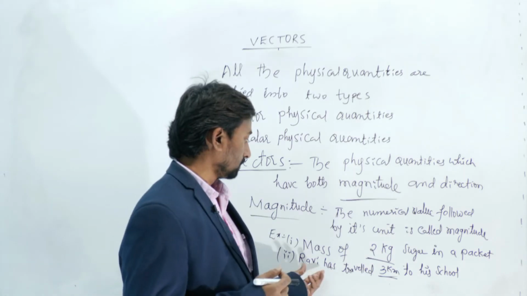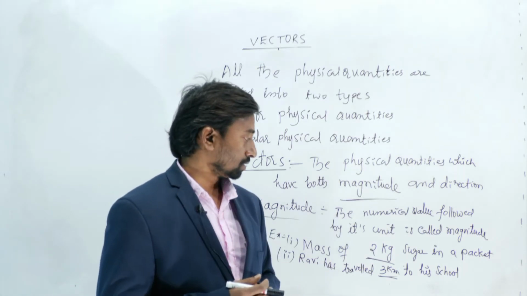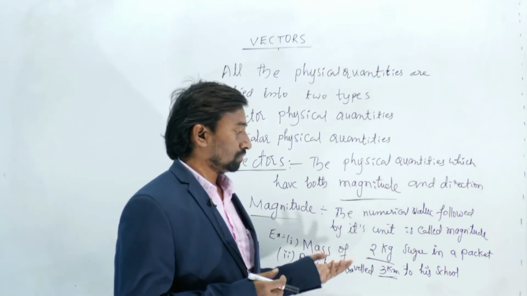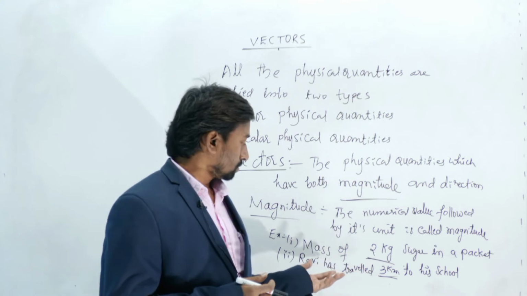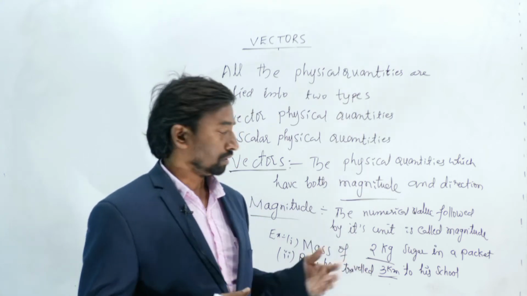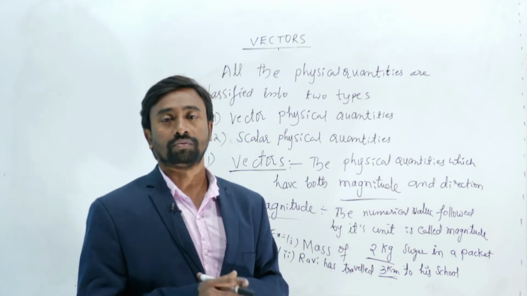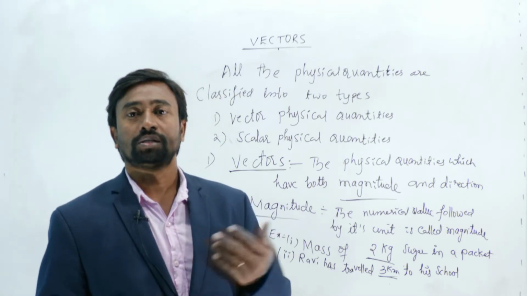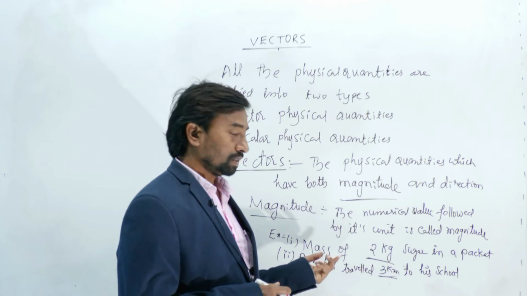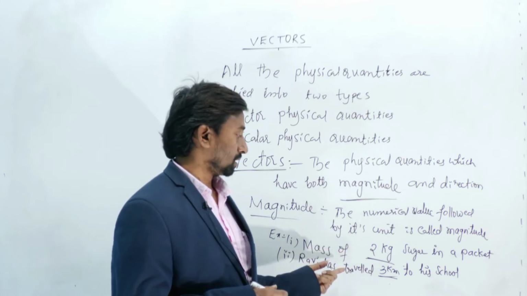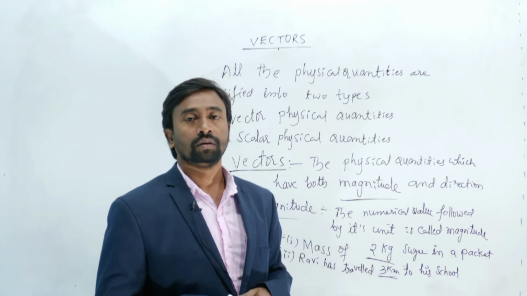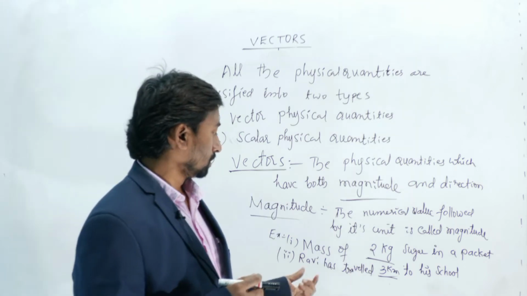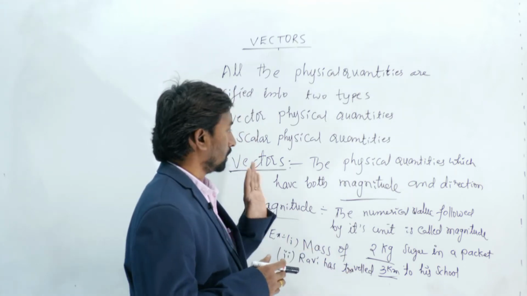Suppose here in this example, Ravi has travelled 3 kilometers to his school. In which direction? To go to his school, there is a particular direction. There are many directions from his home to school, but in one particular direction you get the shortest way. So like that, some physical quantities have a distance and also a direction. The physical quantities which have both magnitude and direction are called vectors.